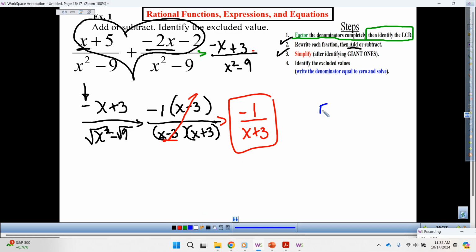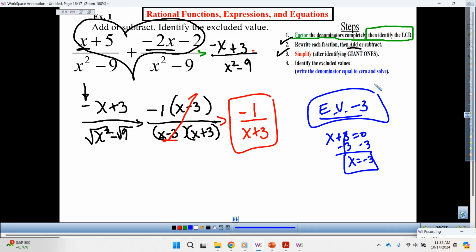And lastly, find me the excluded value. Tell your neighbor what to write for the excluded value. All right. Sean, what do I write? Yeah, the process. X plus 3 equals 0. Yeah. So subtract 3, x equals negative 3. I know what you meant. Hands, have you got negative 3? Yes? All right. Here goes another one.